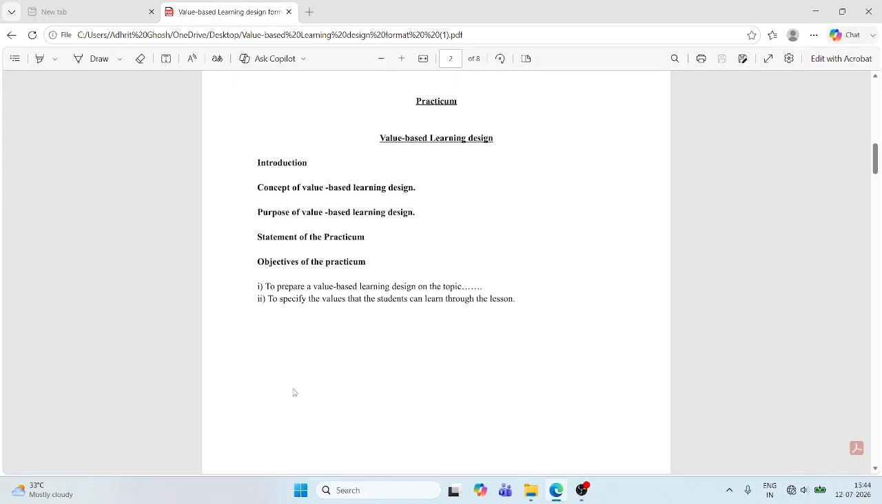Then we come to the statement of the practicum. That is exactly whatever is written in the syllabus book. And the objectives of the practicum, very simple, are just to prepare a value based learning design on a topic, and to specify the values of the lesson that the students can learn through it.